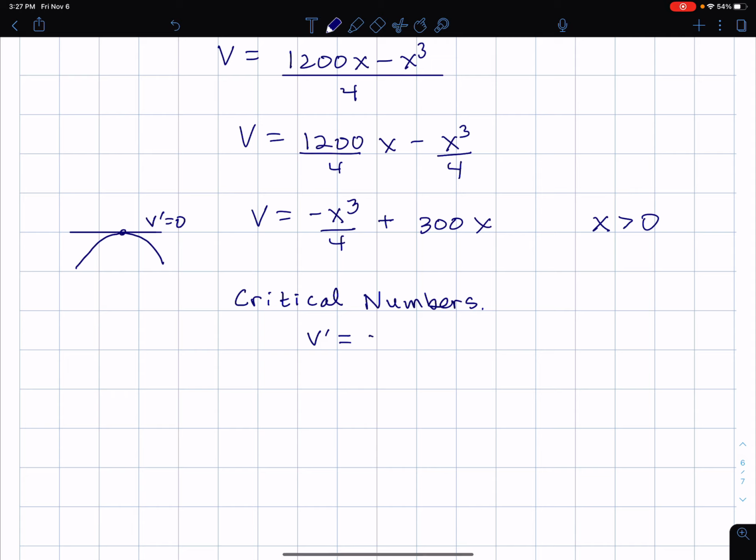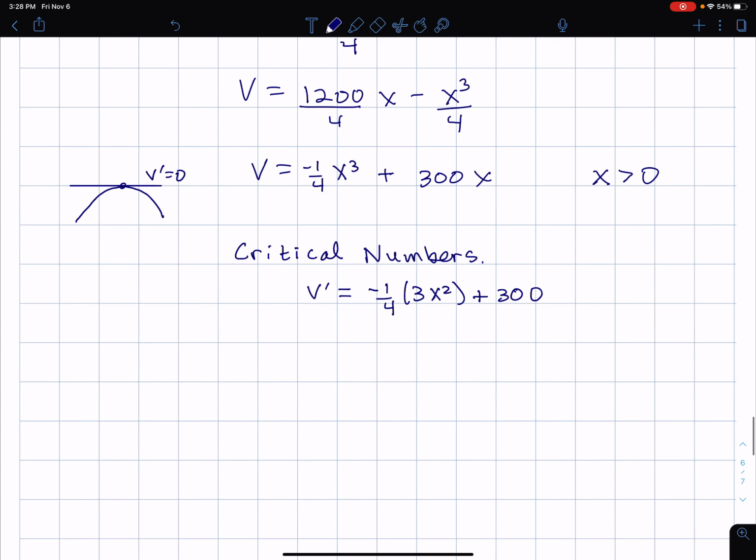Derivative. All right, I have negative 1/4 times x cubed. Maybe it'll be easier to see if I have negative 1/4 x cubed. It's the same thing as negative x cubed over 4. I take the derivative of x cubed, that's 3x squared, then plus the derivative of 300x, which is 300. All right, it wasn't super difficult.